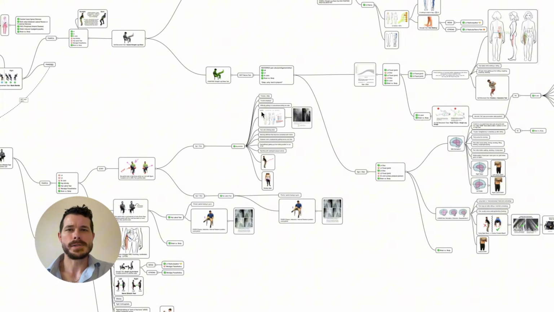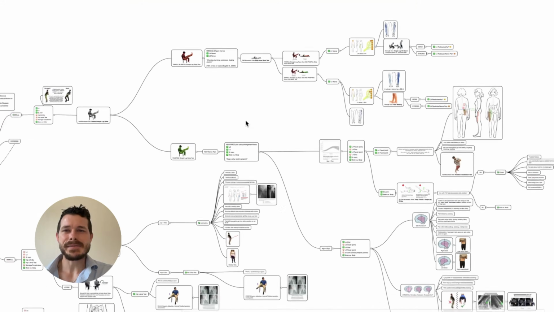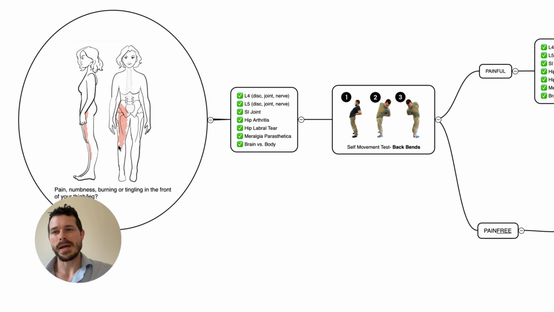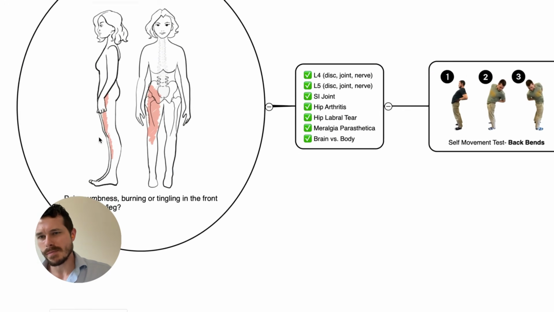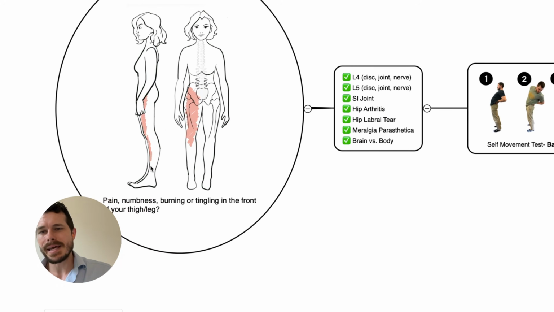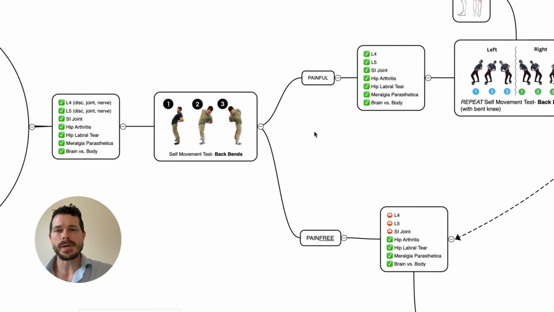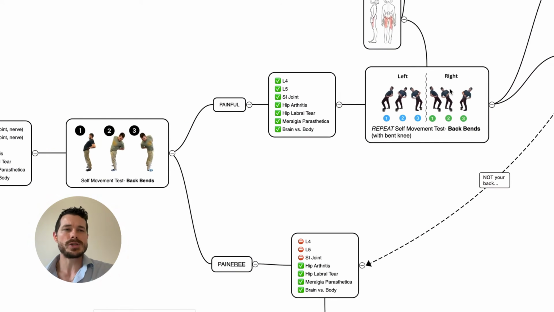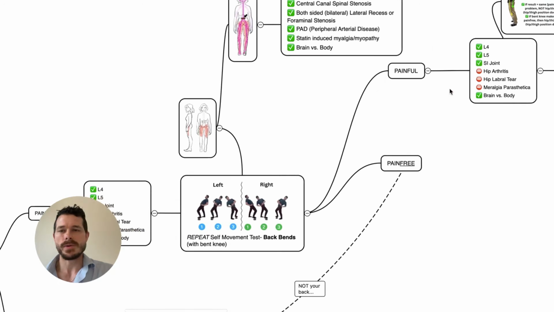Let's dive into it. All right, so here we are, the complete diagnostic flowchart to help you figure out the most likely source of your front of the leg pain. Now, you might have some buttock pain, you might have some pain that goes down into the leg, maybe even into the foot, maybe even some back stuff. That is okay. Sometimes pain can be tricky and move around, but I'm gonna walk you step by step through all the self-movement tests you need to perform, all the signs, symptoms, and questions you need to ask yourself to figure out what the heck is going on.